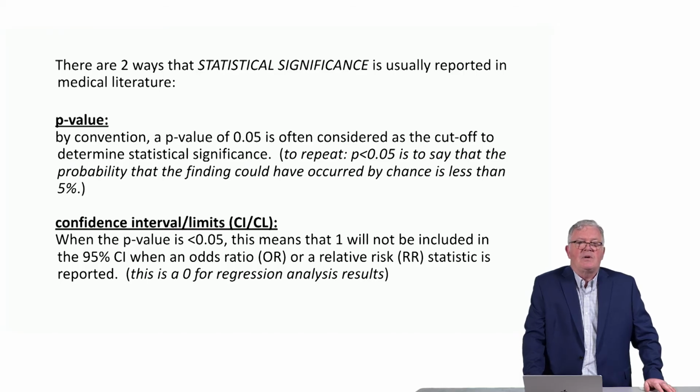When the p-value is less than 0.05, this means that 1 will not be included in the 95% confidence interval when an odds ratio or a relative risk statistic is reported. So when you see that 1 is not included in that range, that's a statistically significant finding. This will be a 0 for regression analysis results.